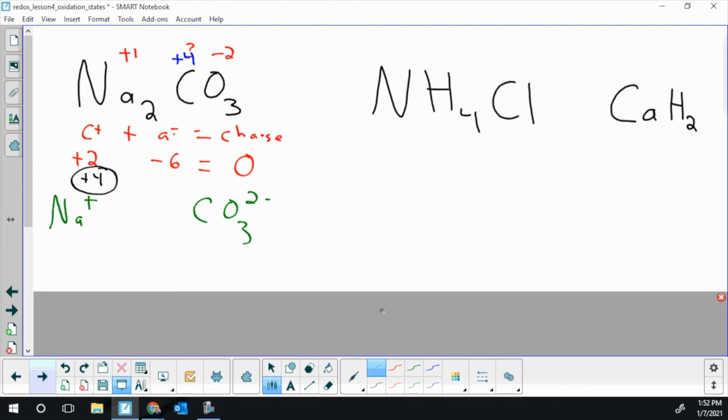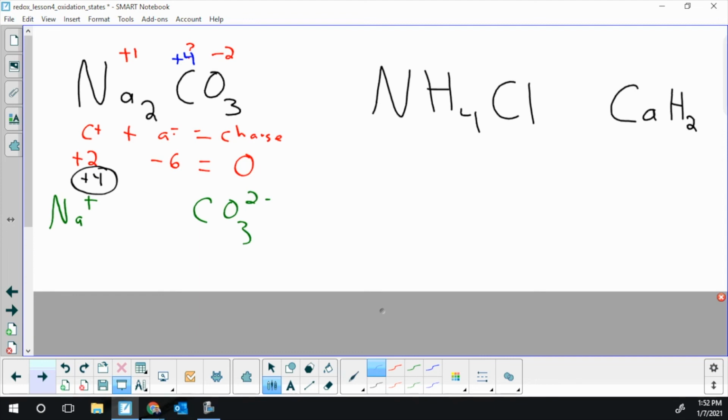Carbon varies. Depending on the question, you will see different oxidation numbers for carbon. Not for oxygen, not for hydrogen. So that's an ionic compound where you kind of have to think of the pieces separately and then do the whole thing together.